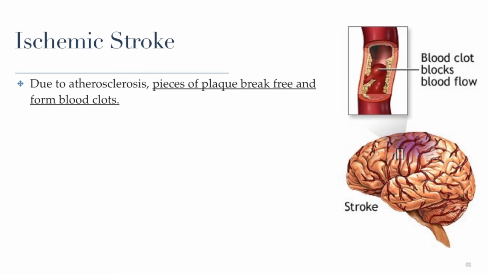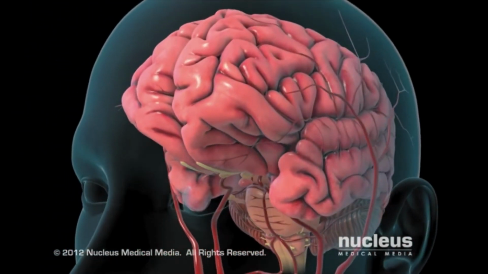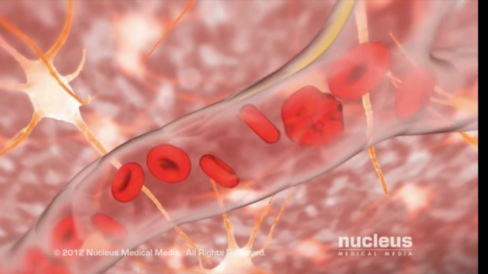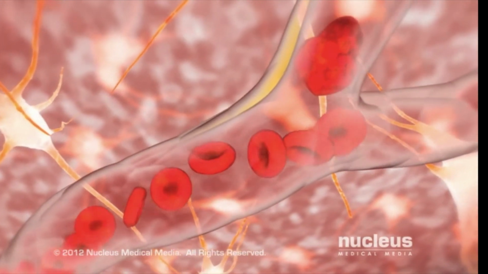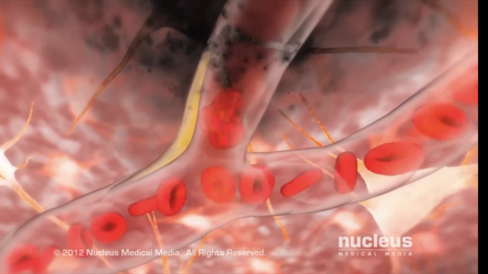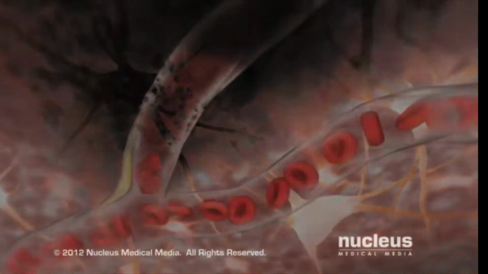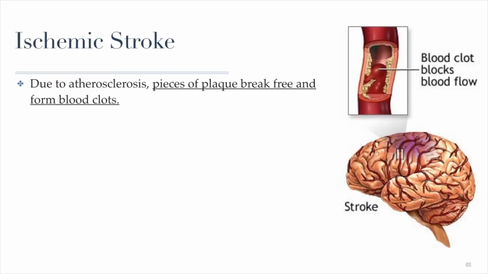It occurs when an artery that is feeding the brain becomes blocked by a blood clot, and it's due to atherosclerosis, where the pieces of plaque break free and form the blood clots. Essentially, the same causes for a heart attack causes ischemic stroke, except that instead of being a coronary artery that is blocked, it is an artery that feeds the brain.